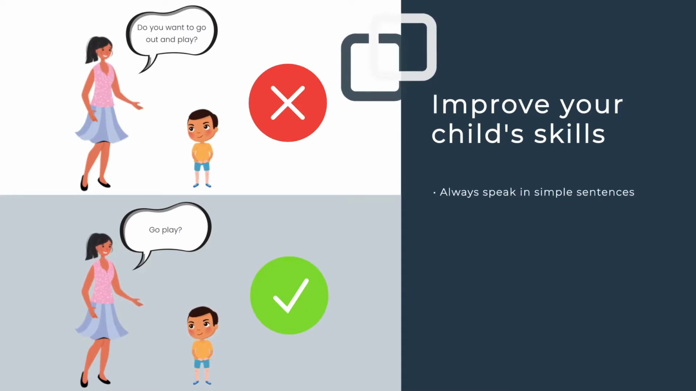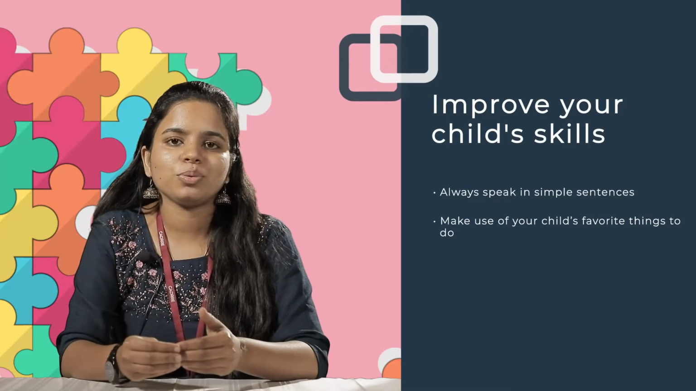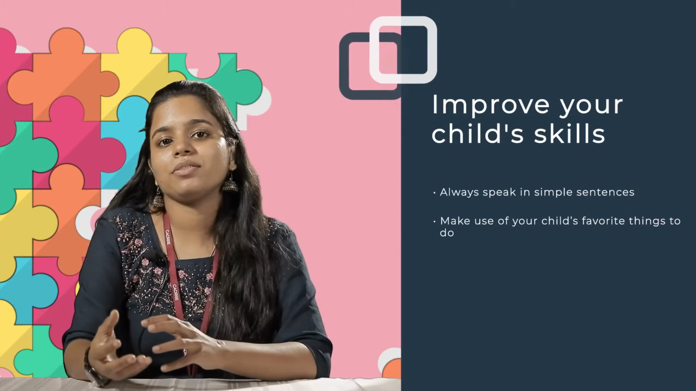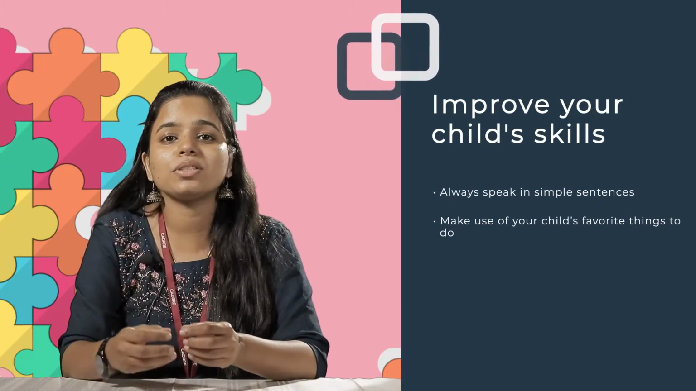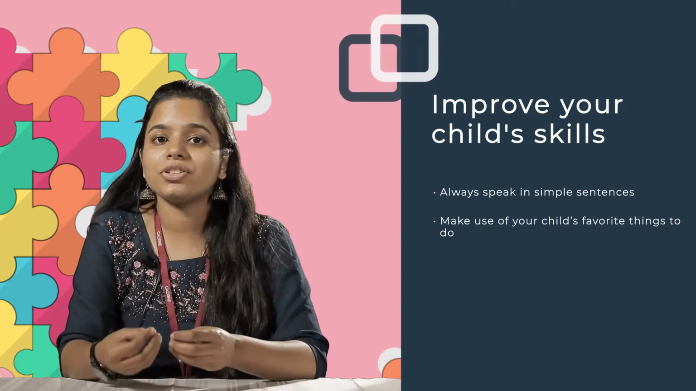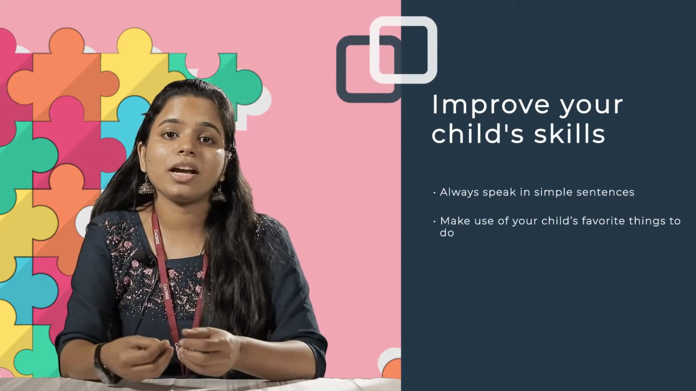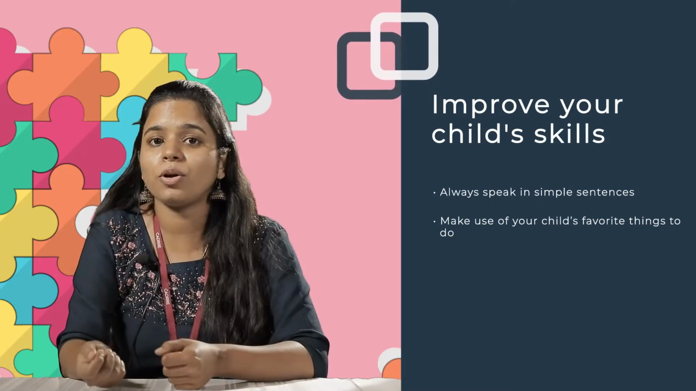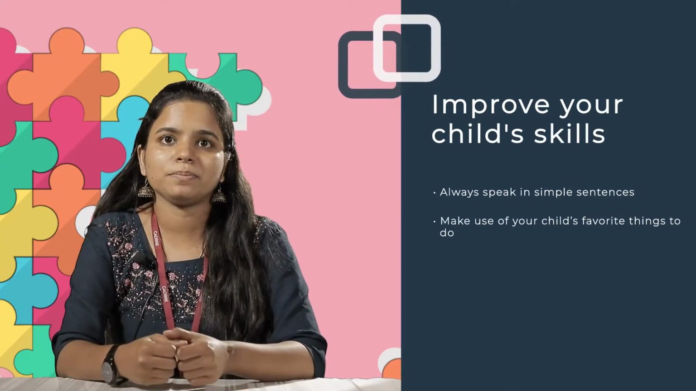Always speak in small sentences with fewer words to communicate to your child. Do not speak using difficult grammar or complex words. For example, you can say go play instead of saying do you want to go out and play. Make use of the child's favorite things to do. It is very important to have a motivation to communicate, and the child's favorite thing will act as a motivator. For example, use the child's favorite snack to teach him to request and ask for it. Teach the child to point or take the picture card of the item or say the word when the child needs the object, and then give the object to the child.